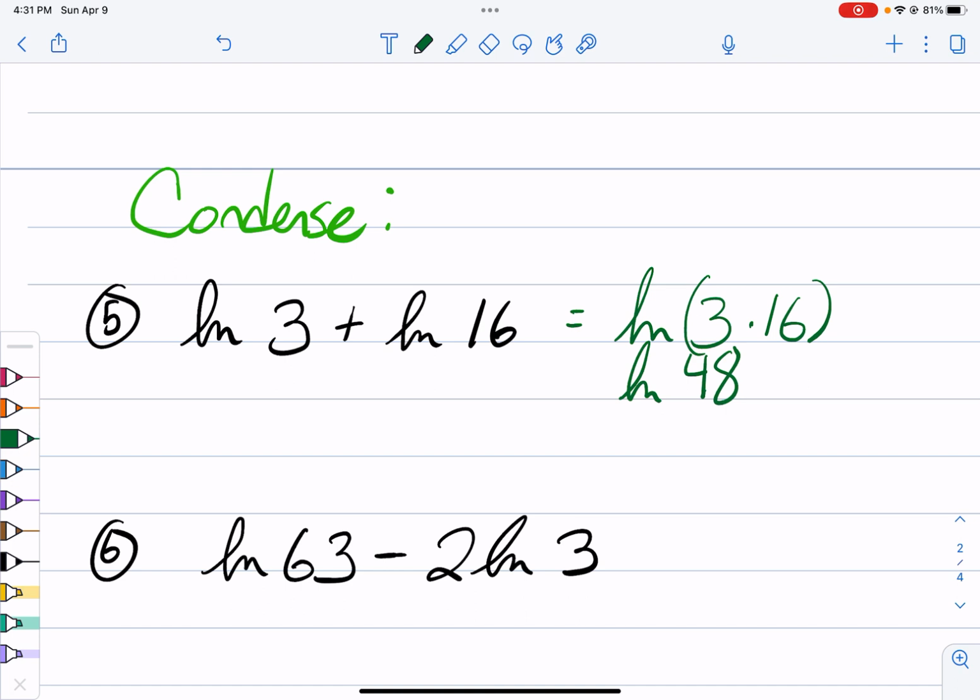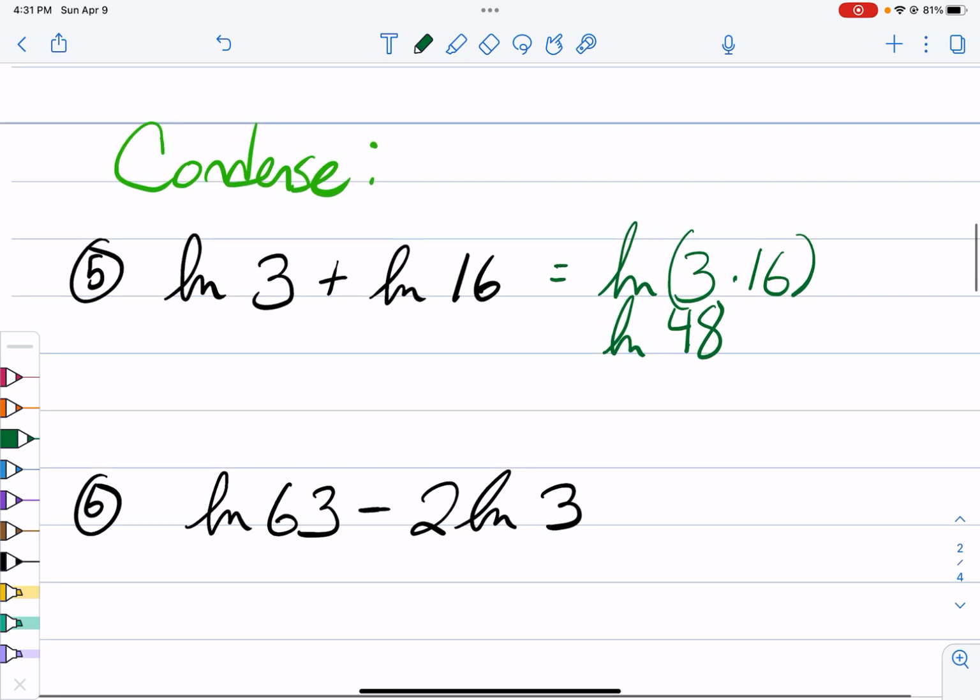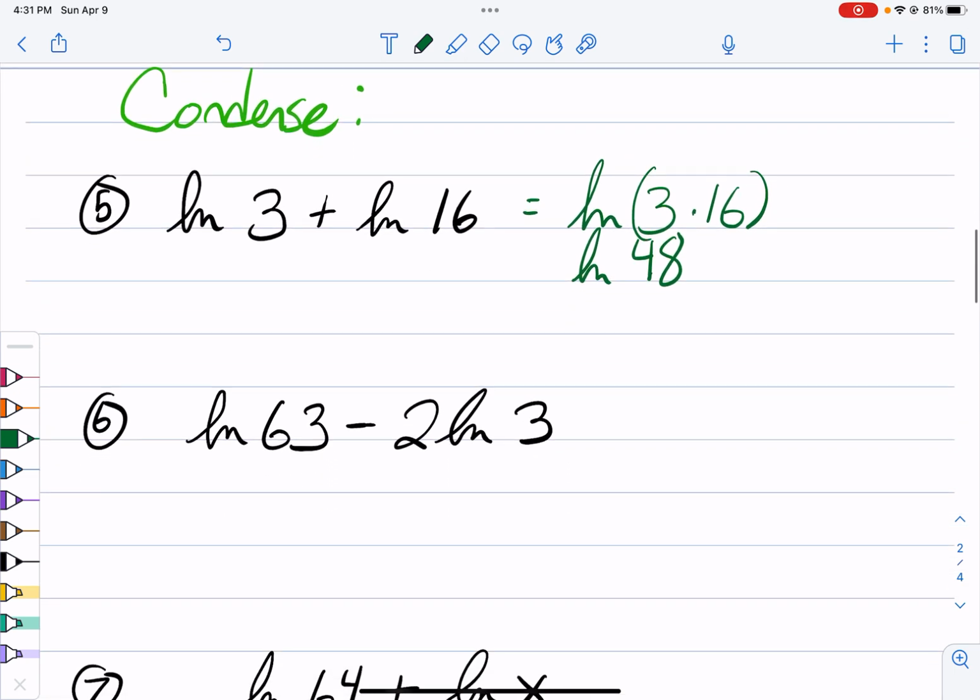Now, if I wanted to figure out what that is approximately in my calculator, I would click that natural log button, which again is under the log button, and then 48 and hit my equals button. You will do some of that on today's assignment.